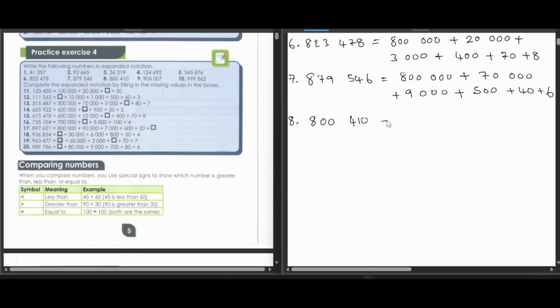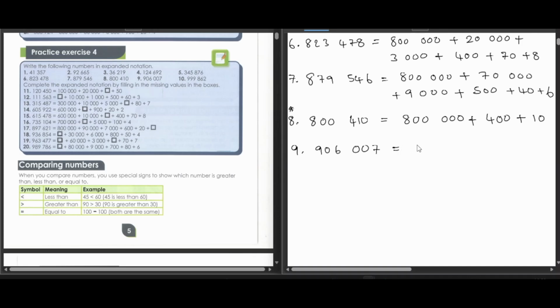Number 8, 800,410 is equal to 800,000. Then since here there is a 0, it means there is nothing to write, so we just go straight to 400 plus 10. Since the last unit is 0, we do not write it again. So this becomes 800,000 plus 400 plus 10. So for number 8, be more careful of situations like this, which we also get at number 9.